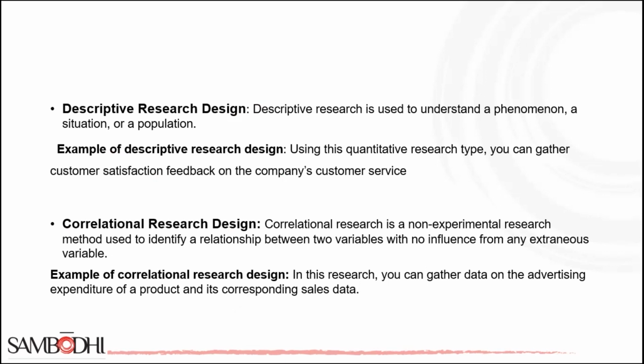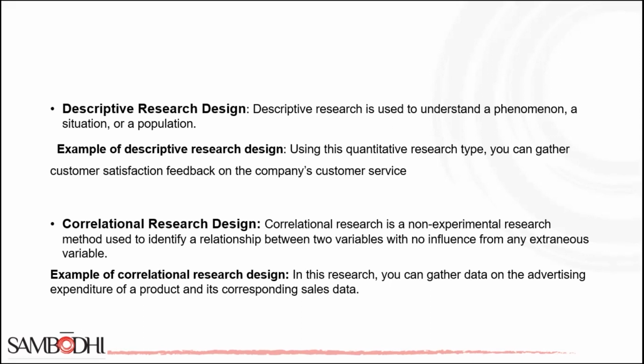Next is correlational research design. Correlational research is a non-experimental research method that is used to identify a relationship between two variables with no influence from any extrinsic variable. Among the types of quantitative research, the design can help you recognize patterns and trends in the feedback you gather. For example, an ice cream brand can use this methodology to identify the relationship between weather, that means the temperature, and the ice cream sales.